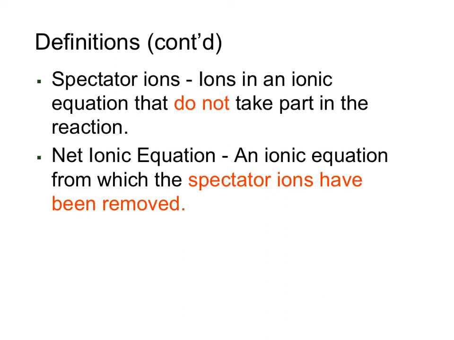We also have what we call spectator ions. Spectator ions are simply ions that are in an equation, but they do not necessarily take part in any reaction. We will then also be writing net ionic equations, which is an ionic equation in which the spectator ions have been removed. A net ionic equation essentially shows us the principal players in the reaction. It shows us the ions that are actually participating in the precipitate formation.